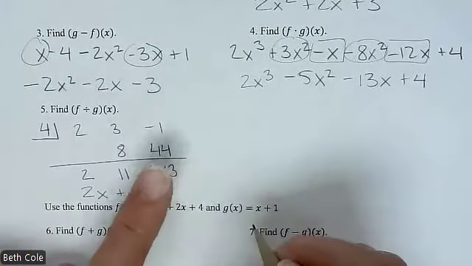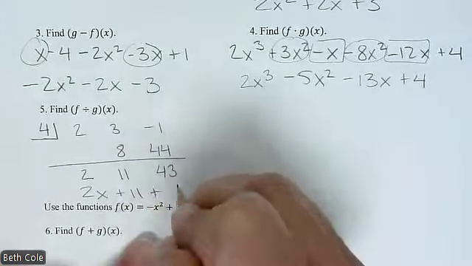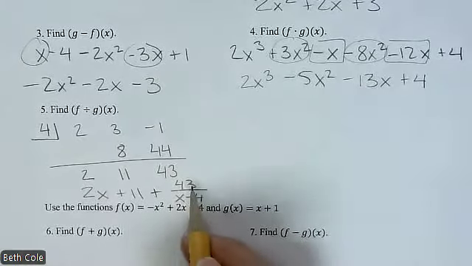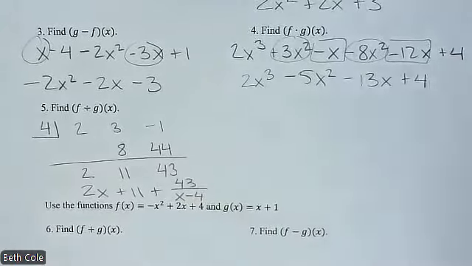And do you remember how to tack on plus 43? Good. And that is called the divisor. So it's your remainder over your divisor. So here's what's going to happen.